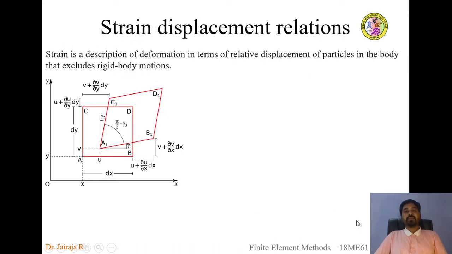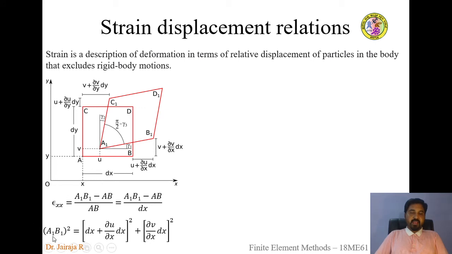Next, strain displacement relations. Strain is a description of deformation in terms of relative displacement of particles in the body that excludes rigid body motion. If you consider a body A, B, C, D, this is the displaced body. Along x direction u, along y direction v, and AB is dx, and AC is dy. From this figure, epsilon xx can be represented by a1 b1 minus ab divided by ab, and we know that ab is dx.